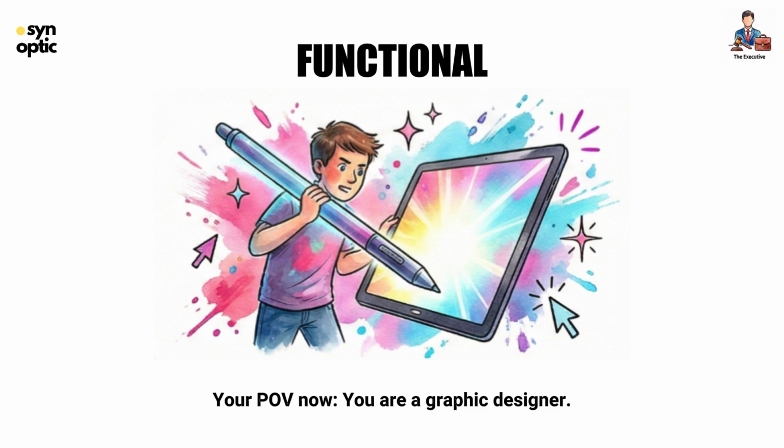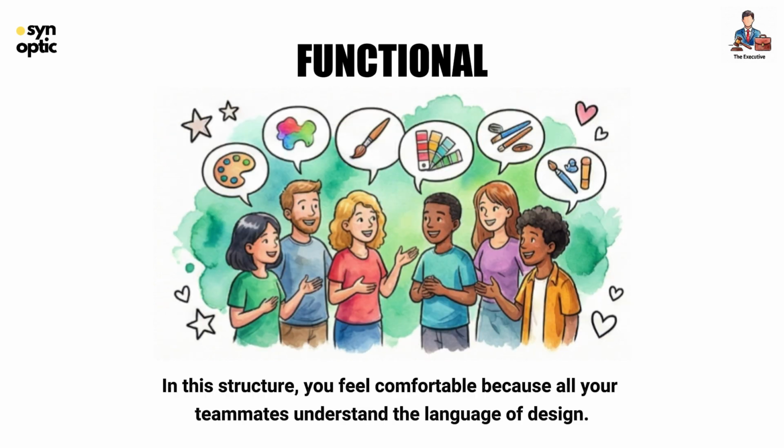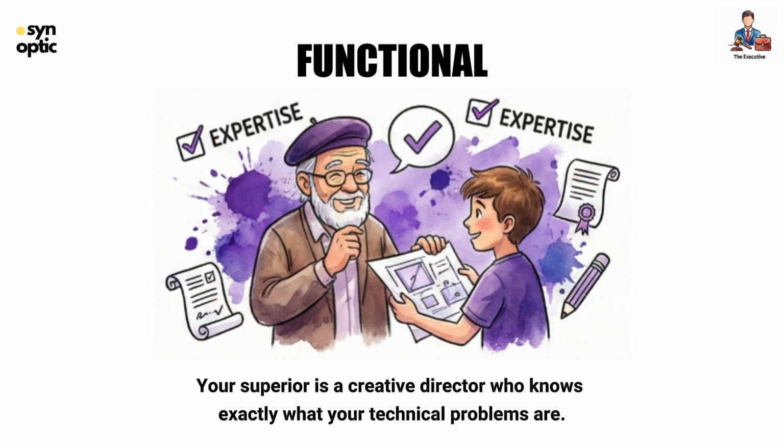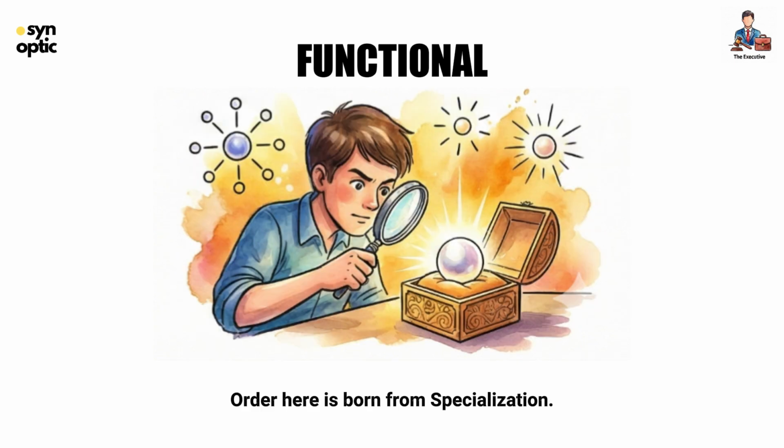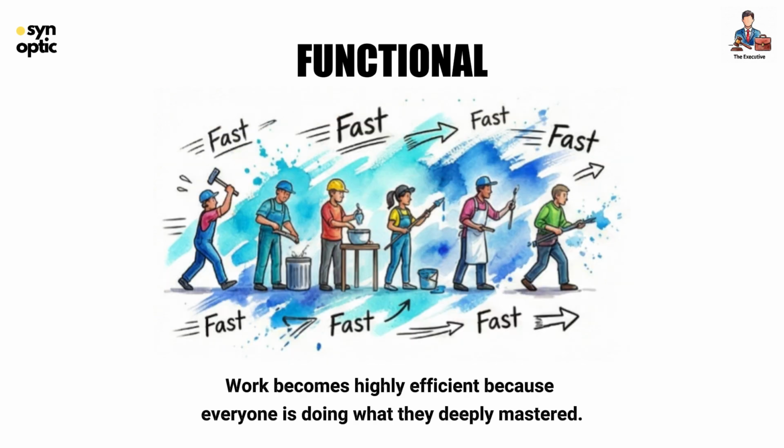Your POV now, you're a graphic designer. In this structure, you feel comfortable because all your teammates understand the language of design. Your superior is a creative director who knows exactly what your technical problems are. Order here is born from specialization. Work becomes highly efficient because everyone is doing what they deeply mastered.